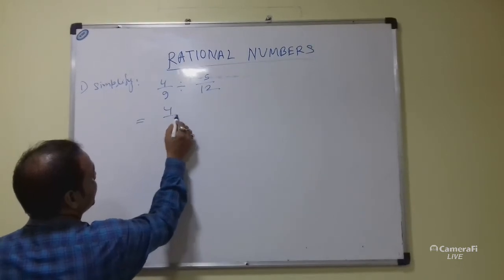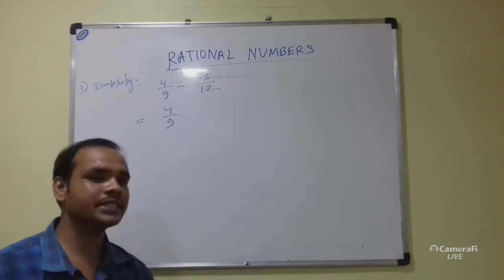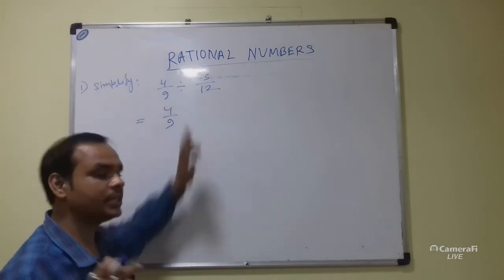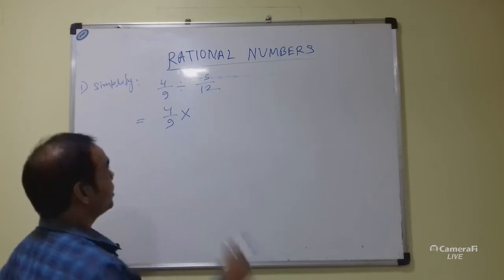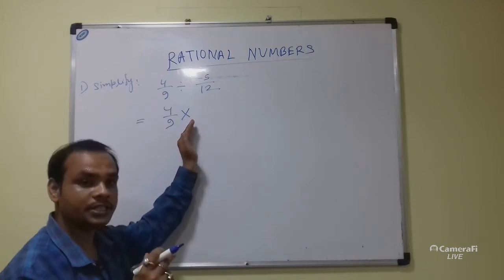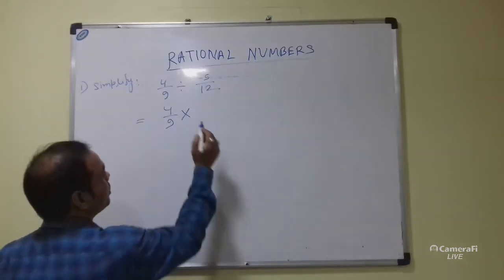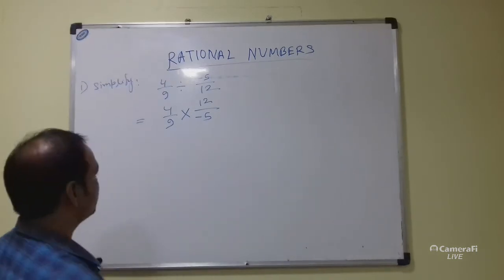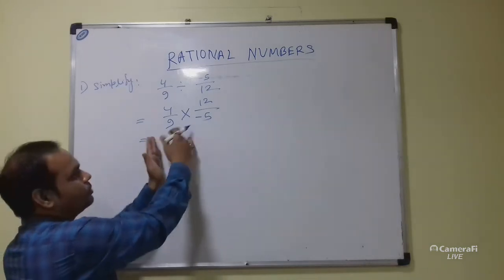So here at first we have to write 4 by 9. Now we have to convert this division sign into a multiplication sign. I repeat once again, we have to convert this division sign into a multiplication sign. So it should be multiply. Now students, when we convert this division sign into a multiplication sign, this number must be reciprocal. So minus 5 by 12 will be 12 by minus 5. Understood?